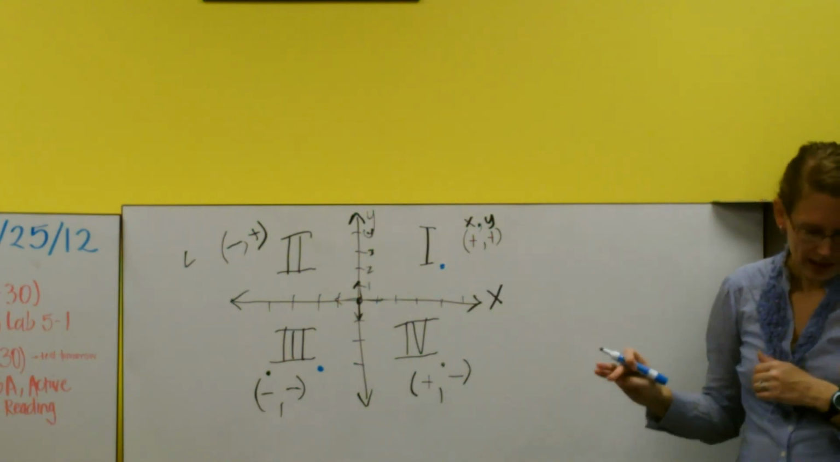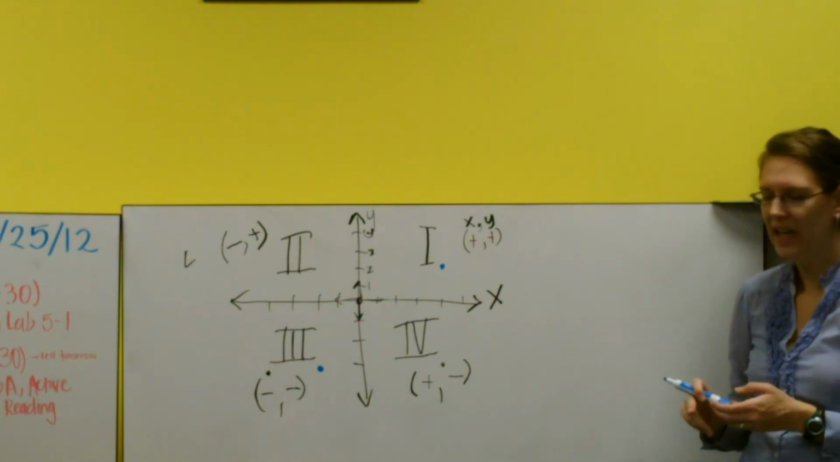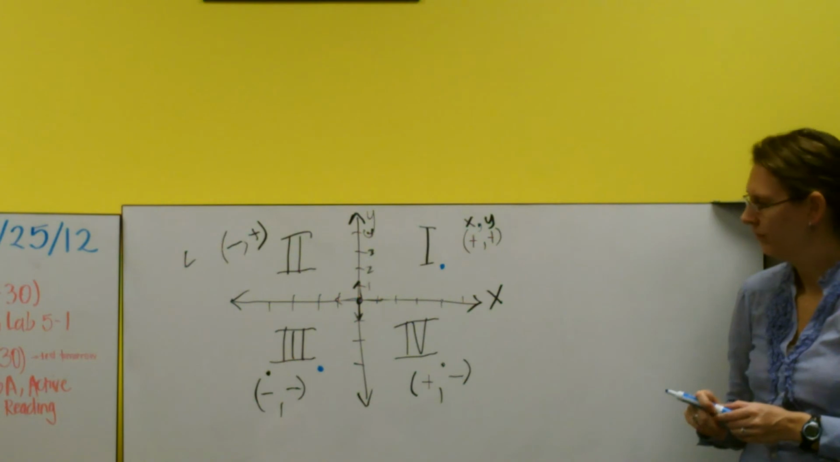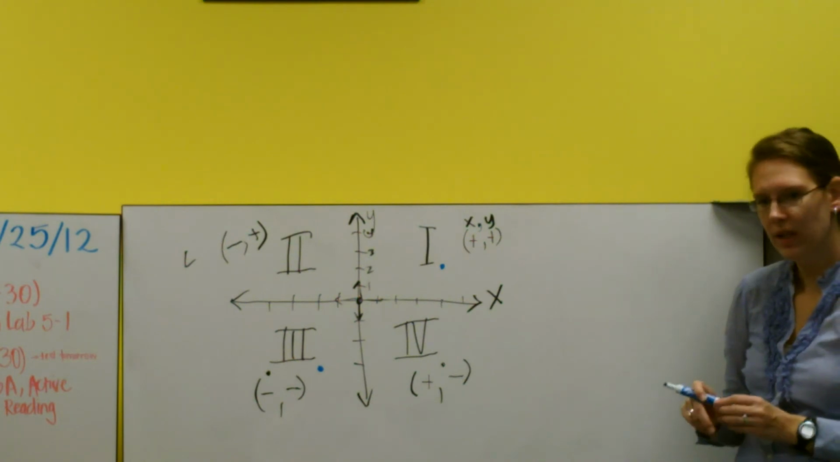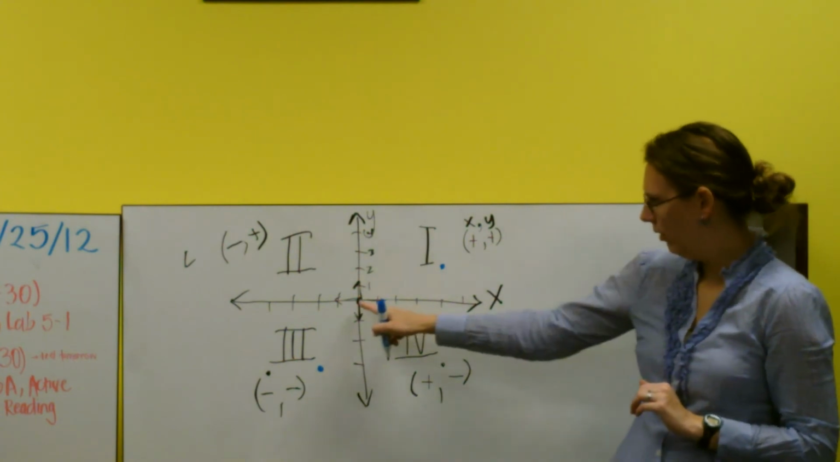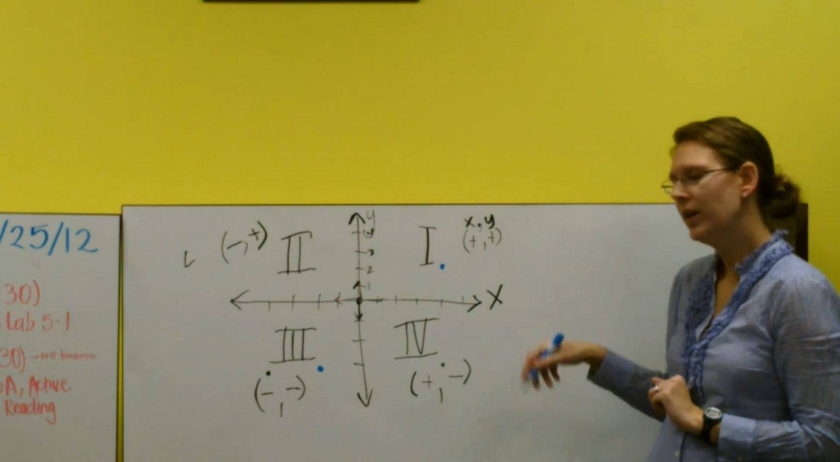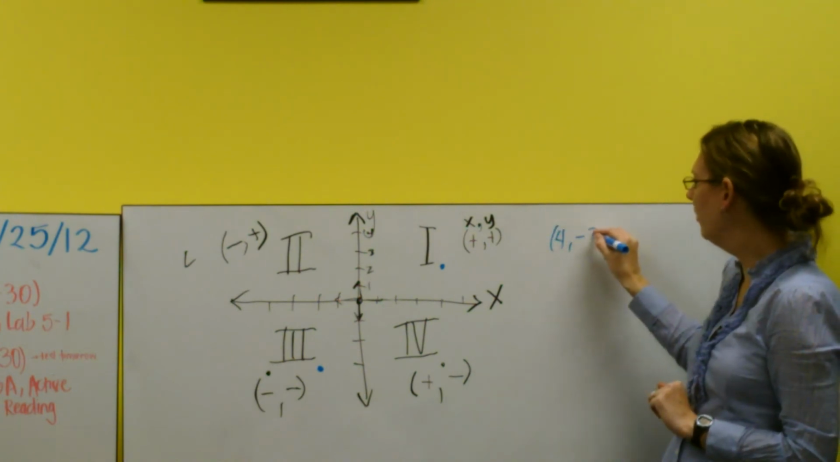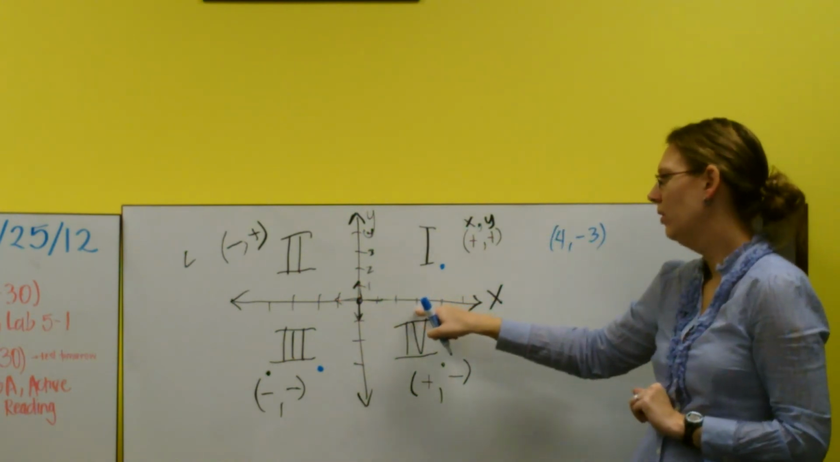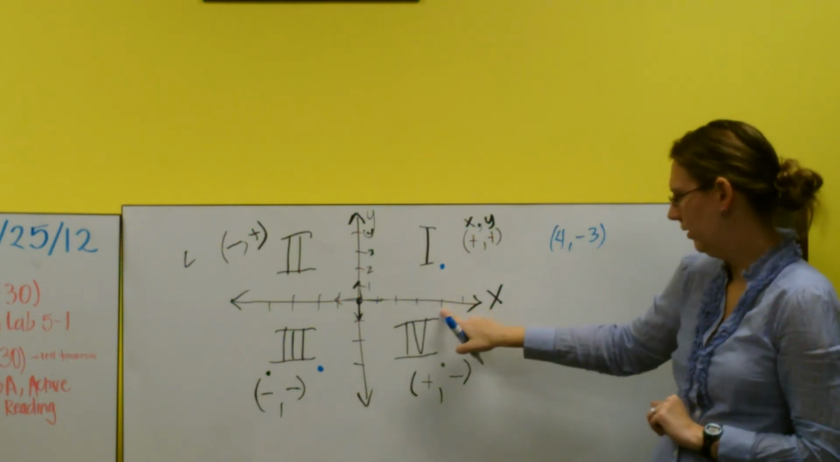For Shay, I need 4, -3. Which quadrant will 4, -3 be in? 4. Beautiful. Do I need to go over 4 or 3? 3? So right here? Hold on. 4. Okay? And then what?